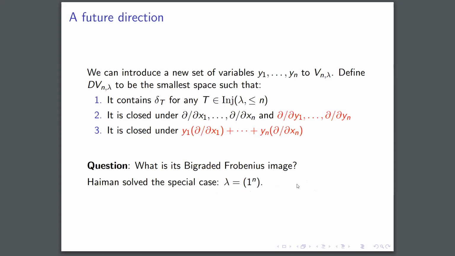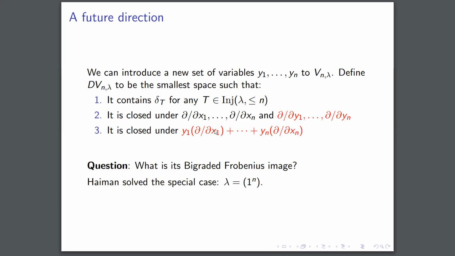All right. So up to this point, we have studied everything with only one set of variables, x1 to xn. Now what happens if we introduce another set of variables, y1 to yn? So let's define D_V and lambda to be the following space. It's the smallest space that contains these delta t's, and is closed under not only the x partial derivatives, but also the y partial derivatives. And moreover, we want it to be closed under all these polarization operators. So we allow higher powers of these polarization operators, which means you can put a j here for any positive j. So this is the operator that changes x's into y's.